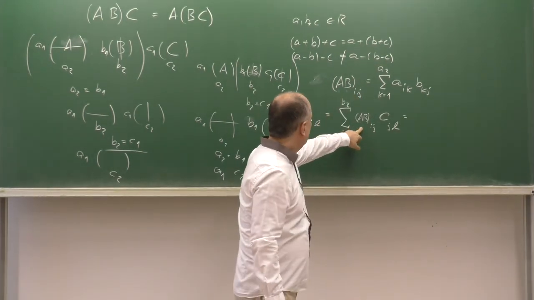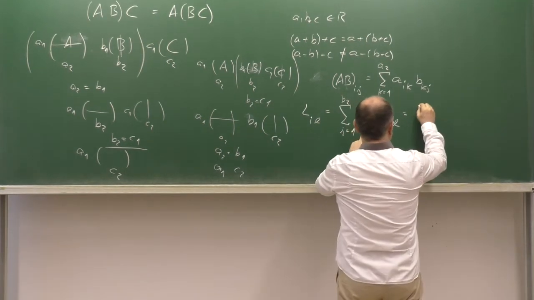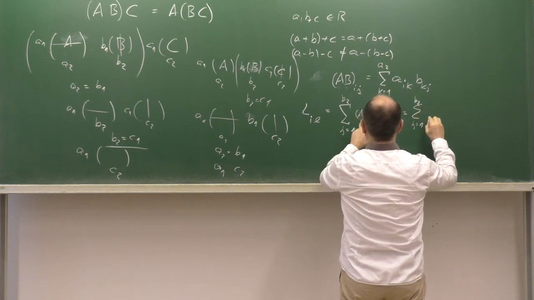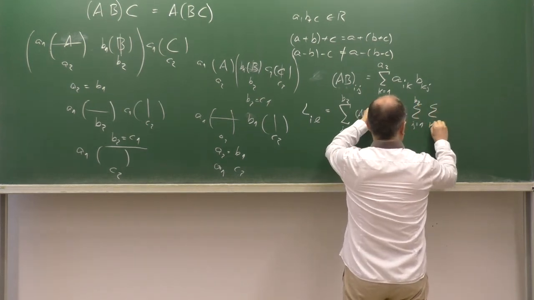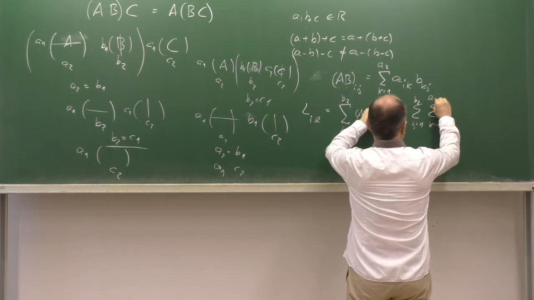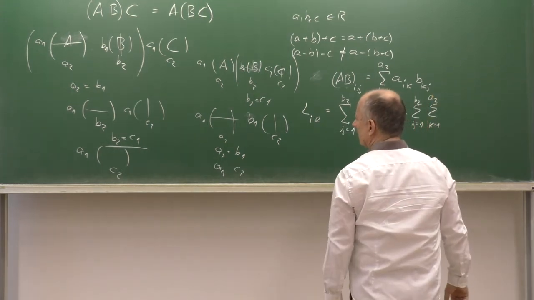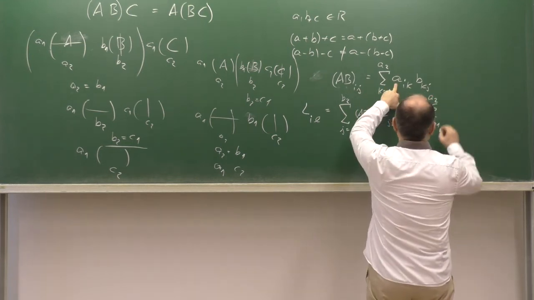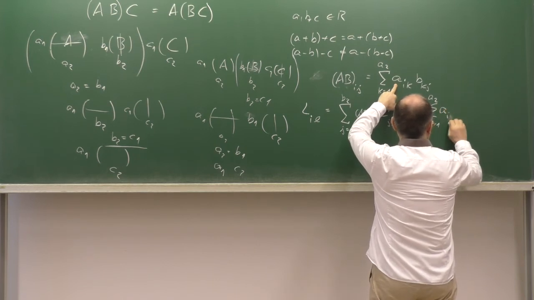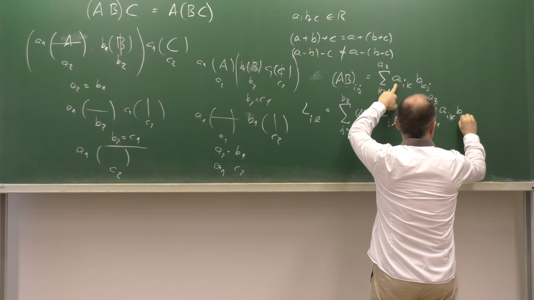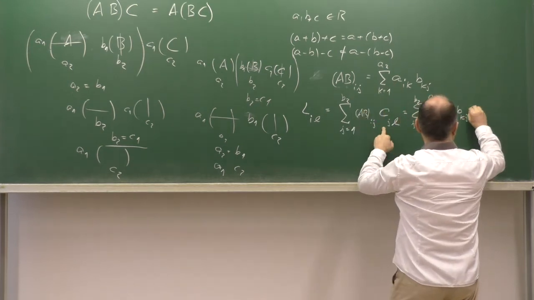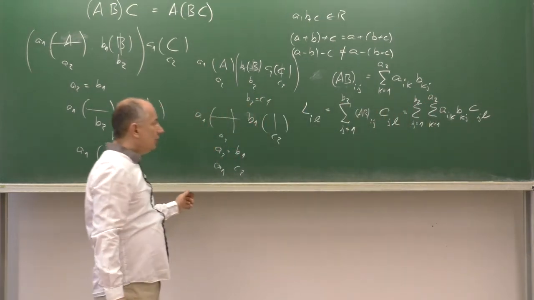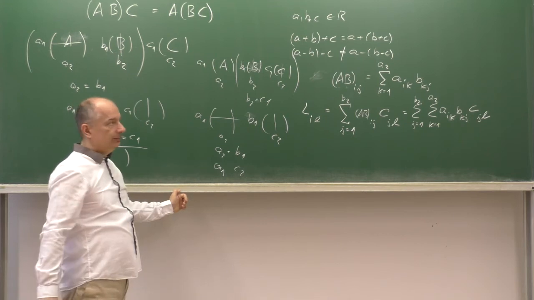And now for AB, we use this expression. So we have the sum for j running from 1 to B2, sum for k running from 1 to A2, and now we have A_ik B_kj C_jl. So this is the il element on the left.